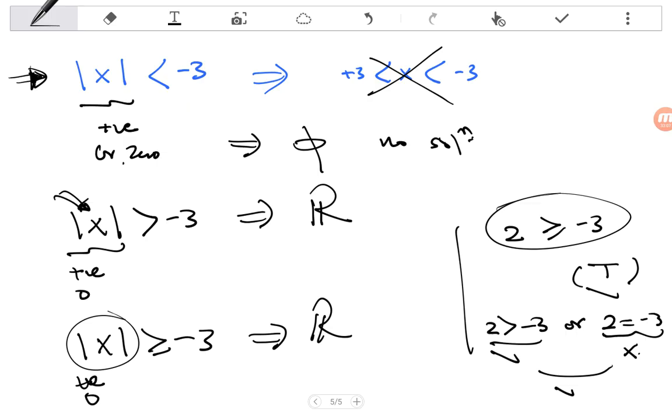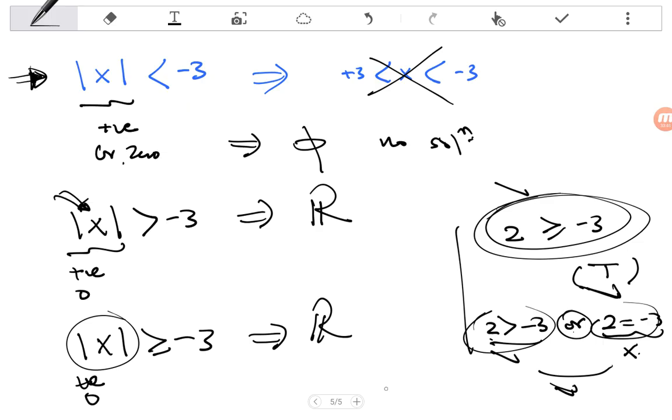Because with or, I'm just saying, is any of these true? Yes. One of these is true. This statement just says, is this true or this true? Yes, one of them is true. So the statement is true. Okay, what is meant by or? I'm just asking, is this true or this true? Yes, one of them is true. So I can say that the statement is true.